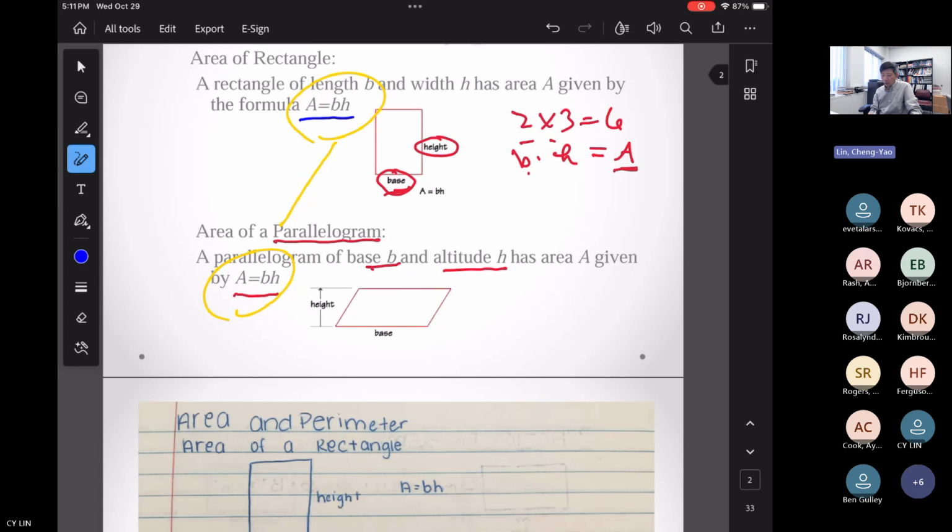Now the question is, can we make this one a rectangle, yes or no? Yes, we could make this a rectangle. Look, if I cut this triangle and move it over there, cut this one and move it over there, did you see this is a rectangle? Right, so this is a base. That's why they have the same formula. If I cut this piece and move it over there, the area is still the same. Is that right?